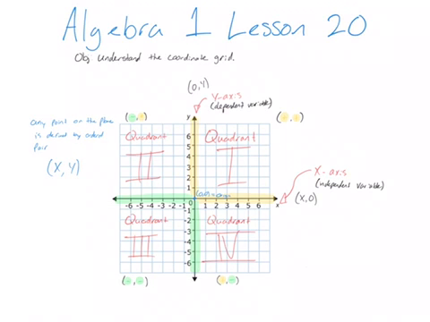And then just, of course, remember that any point on the plane is defined by what we call an ordered pair, meaning the order does matter, and it's a pair, so there are 2 numbers, an x number and a y number.